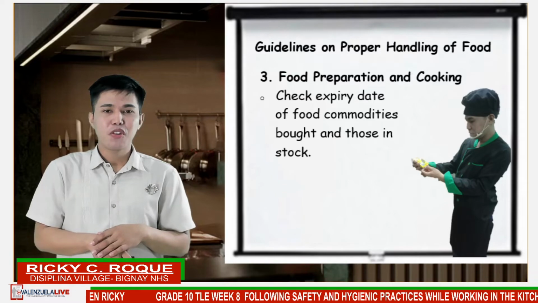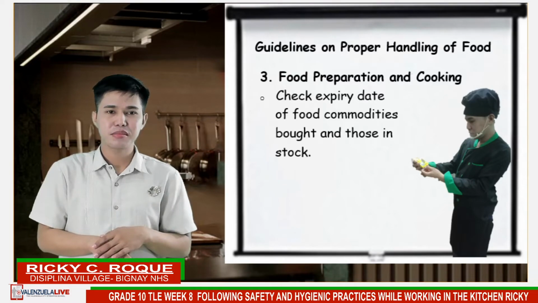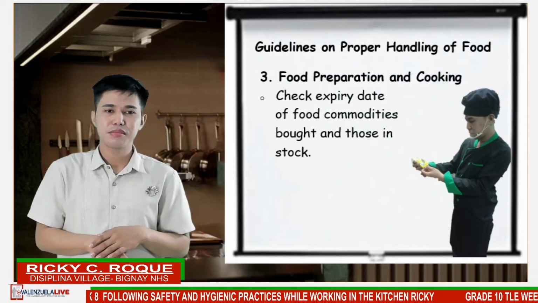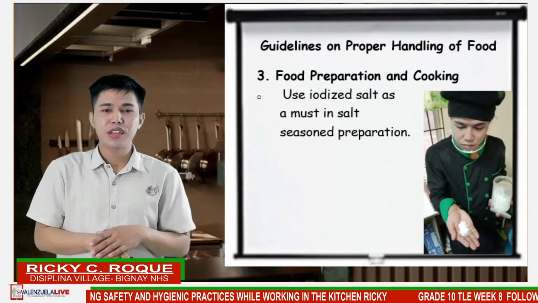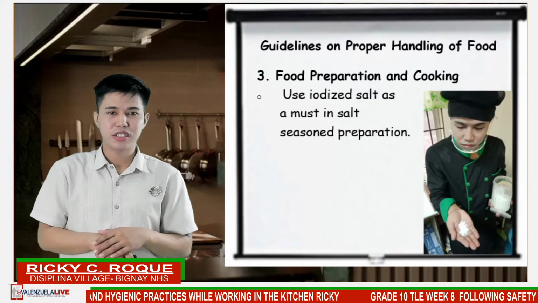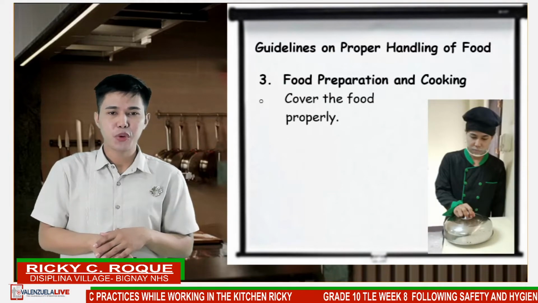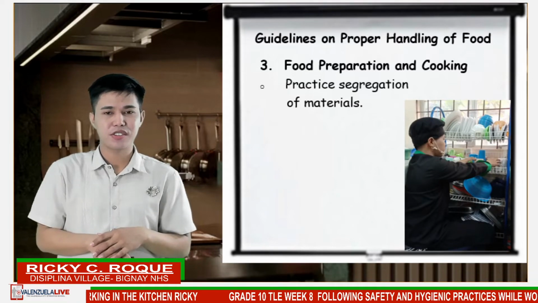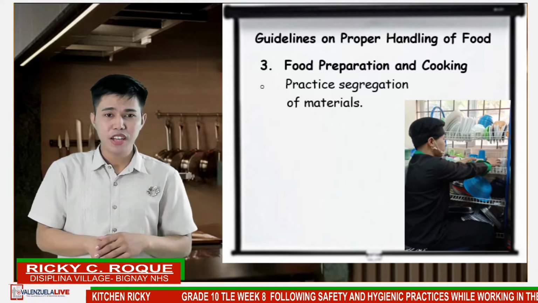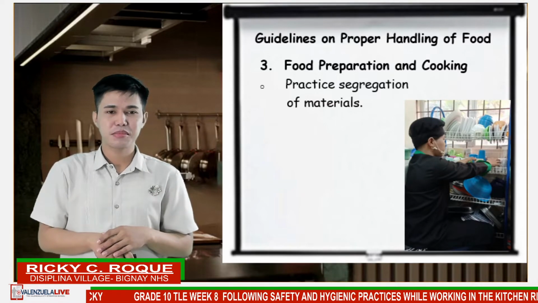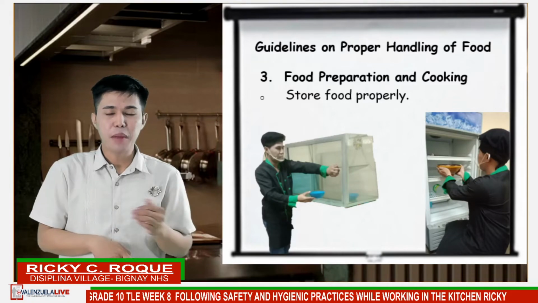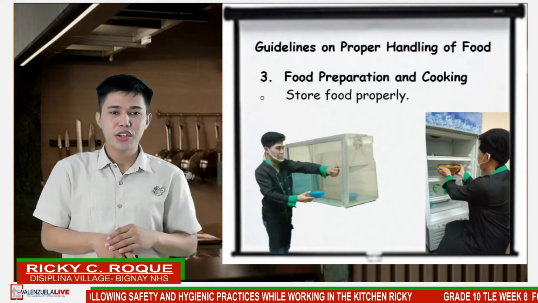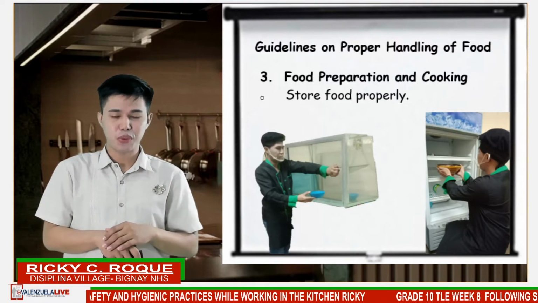And number 3, food preparation and cooking. Check expiry date of food commodities bought and those in stock. Use iodized salt as a must in salt-seasoned preparation. Cover the food properly. Practice segregation of materials. It means we should separate the plates from glasses and spoon and fork. Store food properly. As you can see in the picture, if you don't have a refrigerator, you can use a food cabinet to store food.